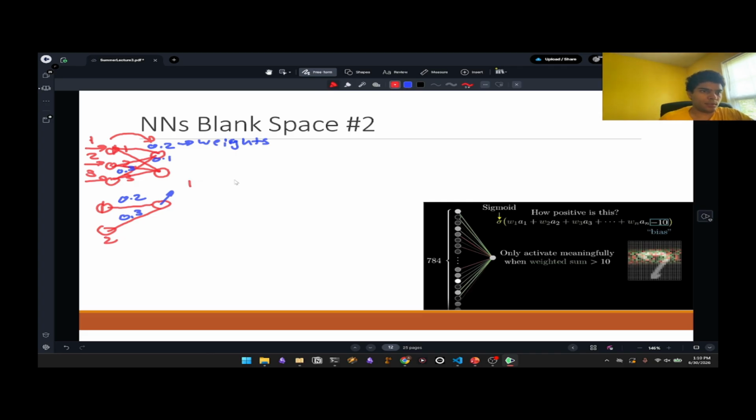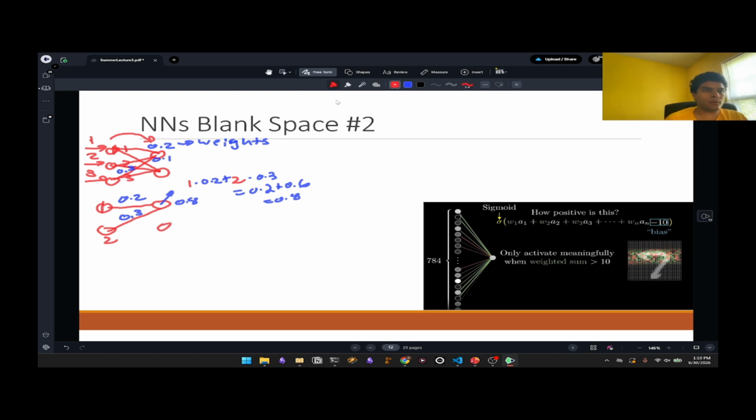So 1, 2. So it's 1 times 0.2 plus 2 times 0.3. So that's going to be 0.2 plus 0.6, and that's going to be 0.8. So this neuron is now going to have a value of 0.8. And so the same thing happens if we add another neuron.